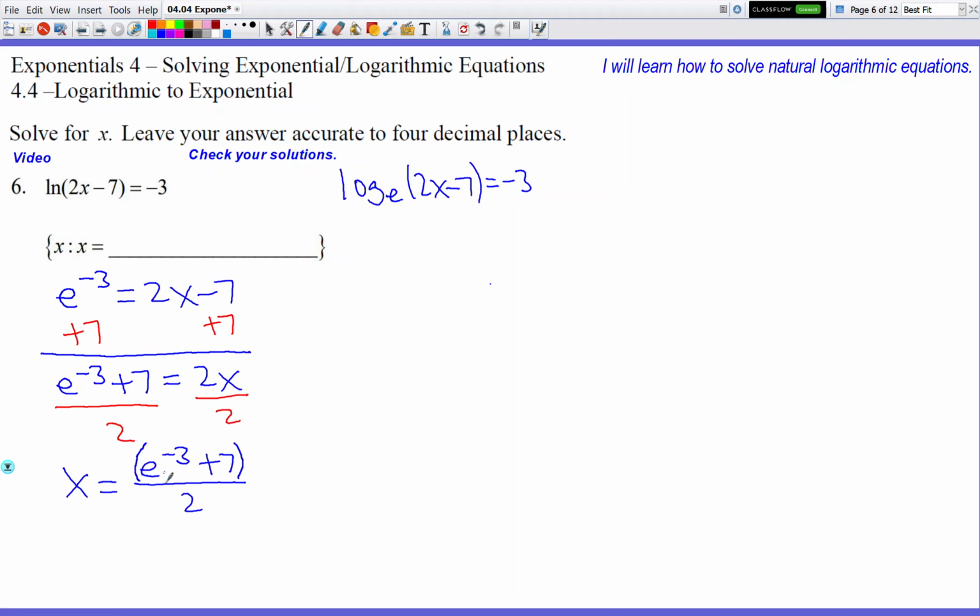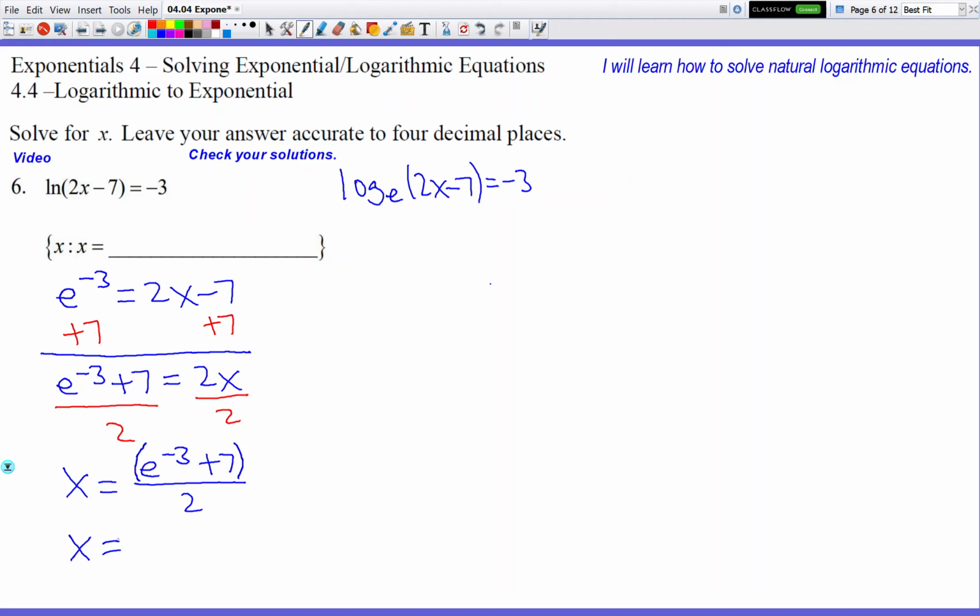So you're going to punch in your calculator e to the negative 3 power. Then you're going to hit plus 7. Then you're going to hit divide by 2. And then you're going to get your answer. Okay? So you don't want to try to type this out on your screen all at once. Some of your calculators are really good and really advanced, and you can actually type this on your screen all at once. But a lot of you guys don't have the really expensive calculators, so therefore you want to take this piece by piece.